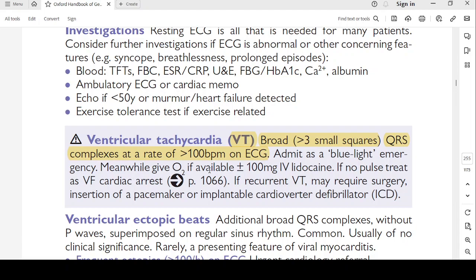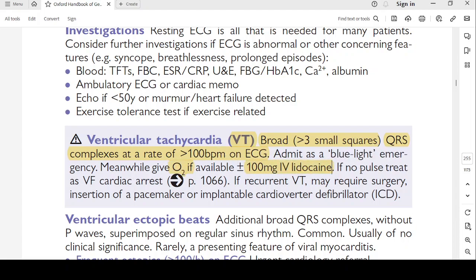Meanwhile, give oxygen if available, plus or minus 100 milligrams IV lidocaine. Ventricular tachycardia is a very serious arrhythmia, so you need to diagnose it very early. QRS complexes at a rate more than 100 beats per minute on ECG: admit as a blue light emergency. Meanwhile, give oxygen and, if available, 100 milligrams IV lidocaine.